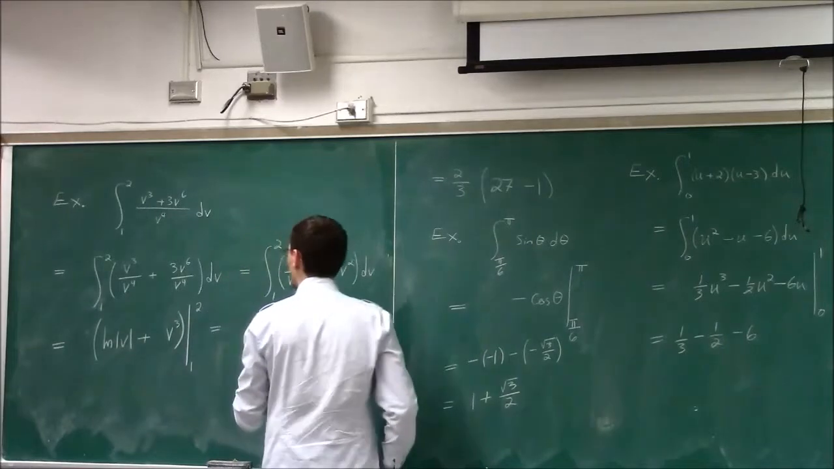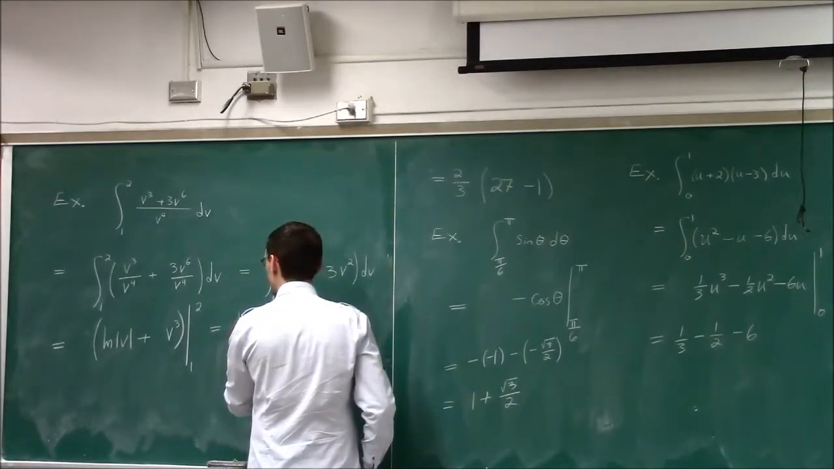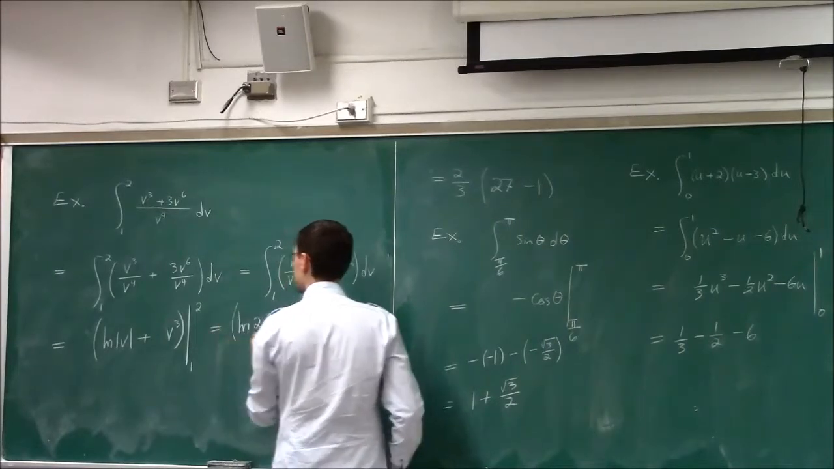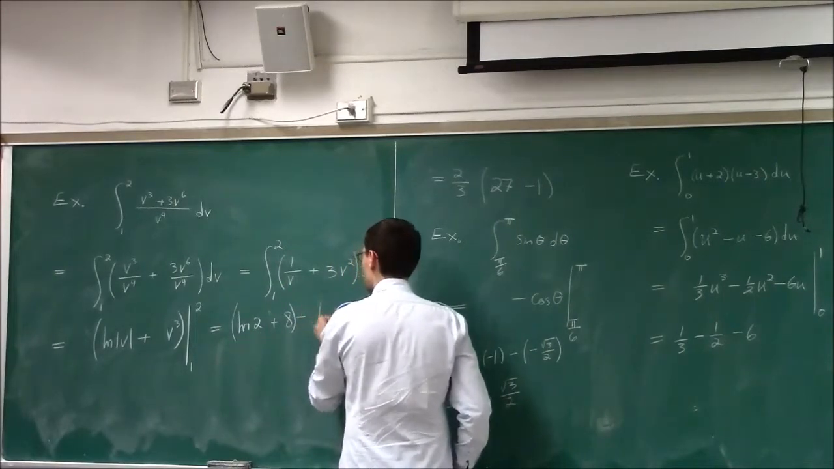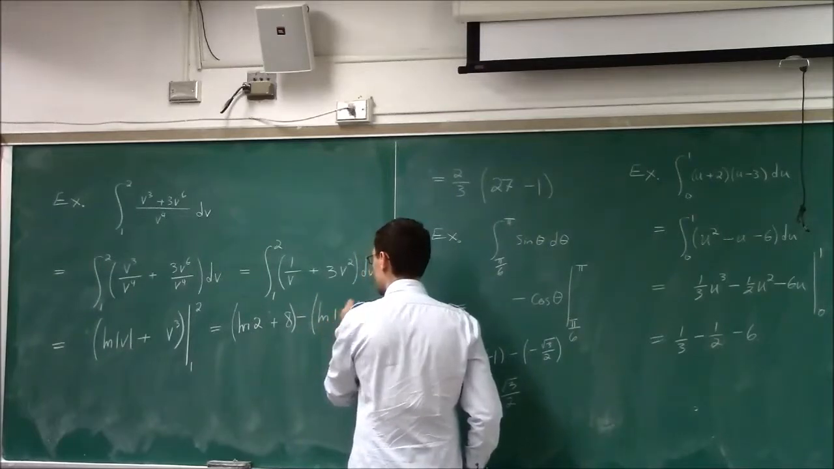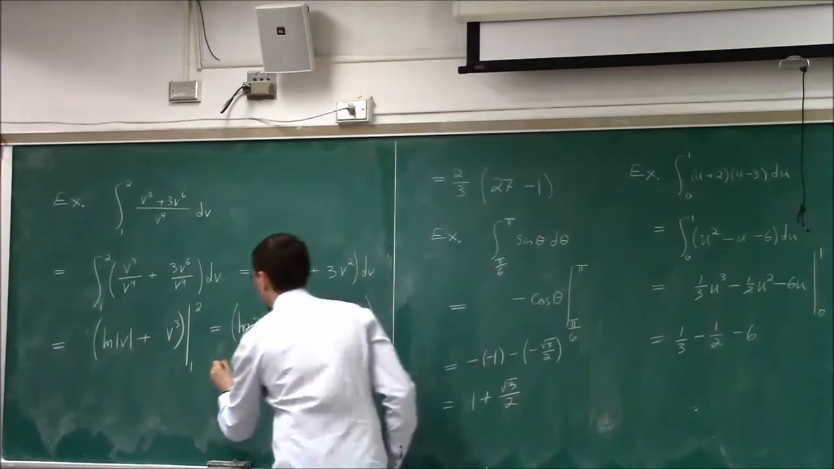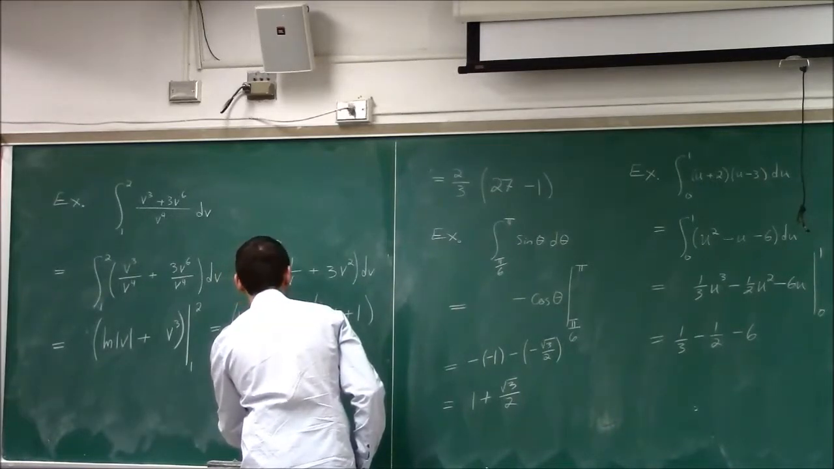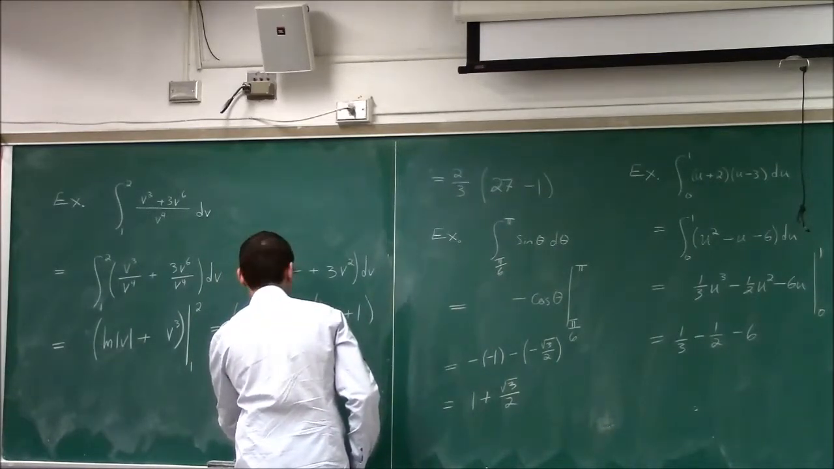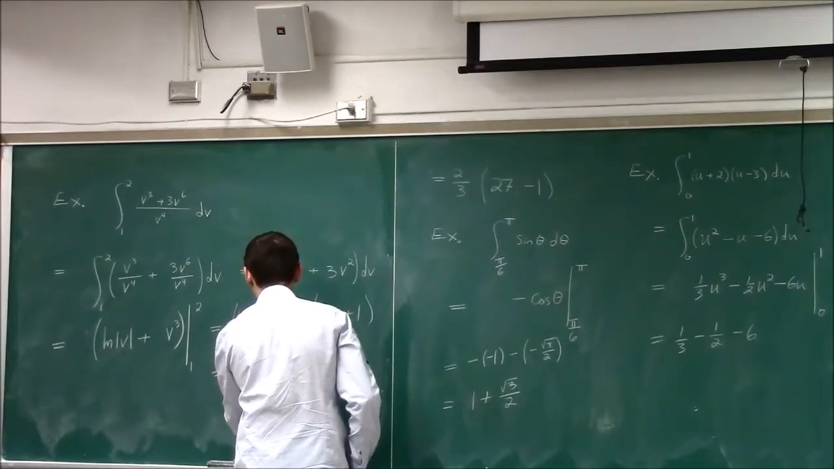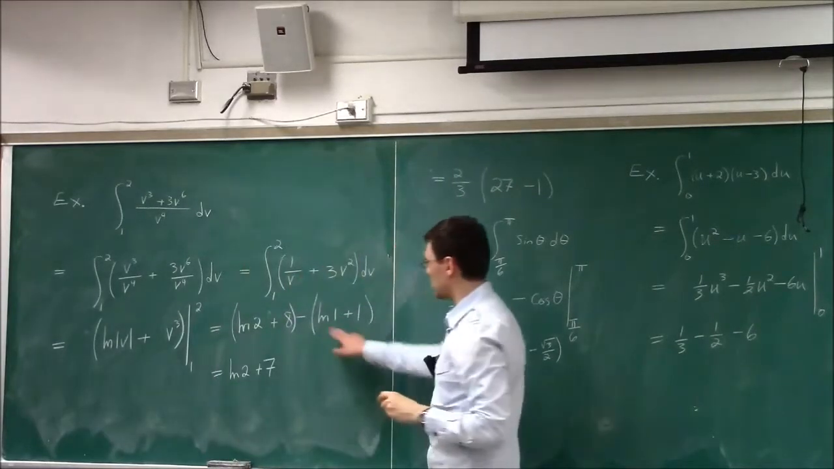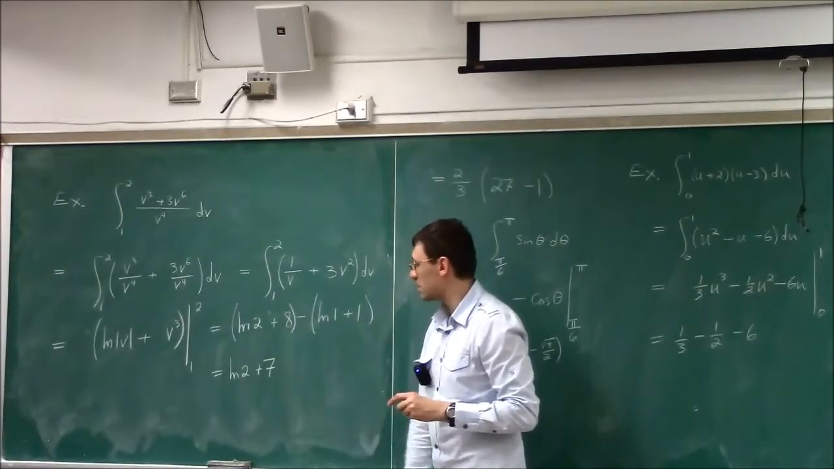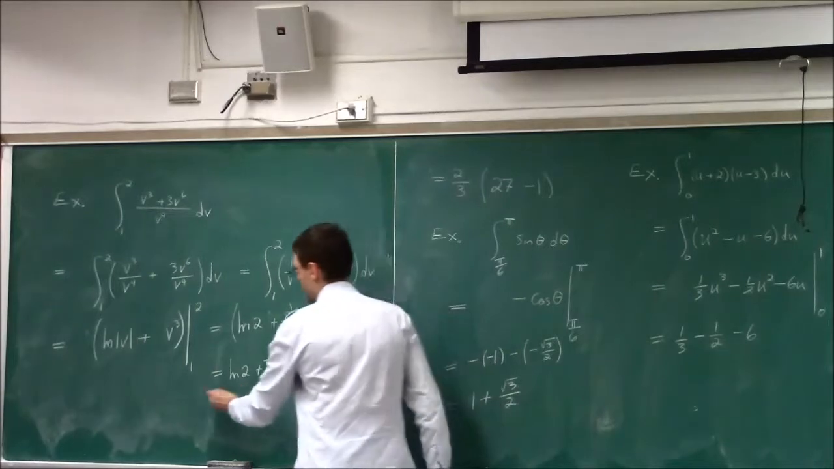So plugging in 2, what you get is ln 2 plus 8 minus ln 1 plus 1. Ln of 1 is 0, so what you get is ln of 2 plus 8 minus 1. So it's ln of 2 plus 7. Okay?